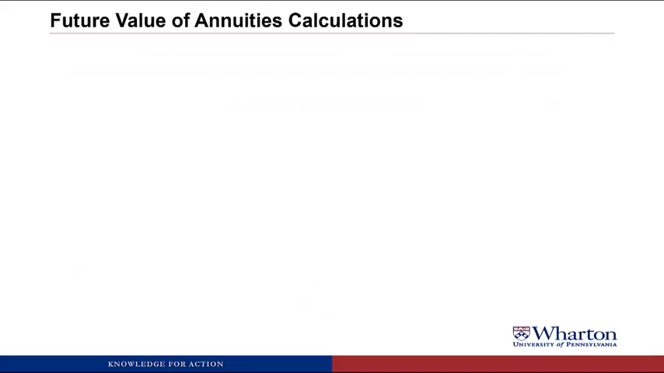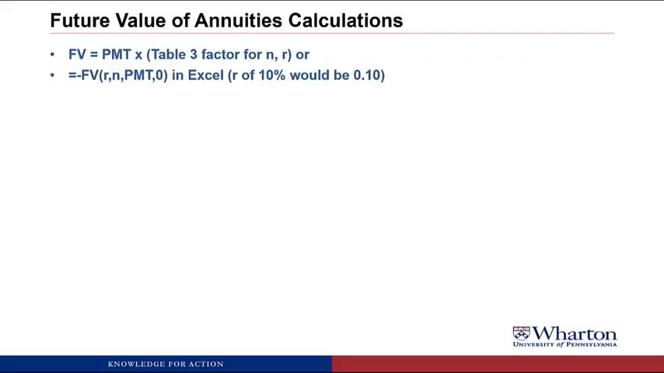Last thing to look at would be the future value of annuities. So I'm not even going to show you the formula. There's two ways to do this. The future value is the payment times the table 3 factor. So table 3 will have the annuity factors for future values. Or we can use that same formula as in Excel as we did a couple videos ago, except we replace 0 with the amount of the payment, and then we drop the present value term. And I'll show you how to do that.